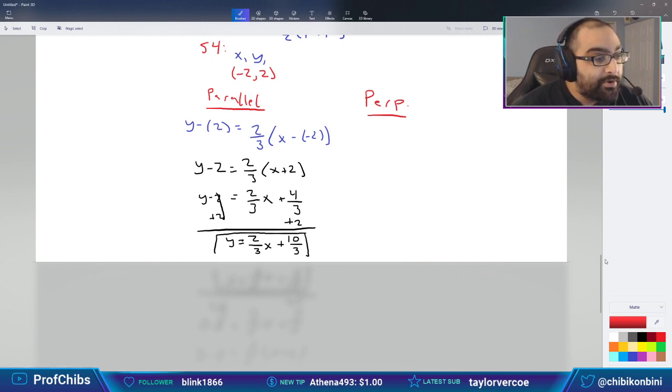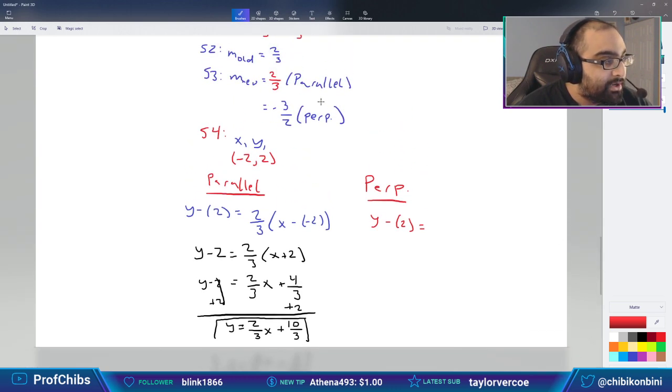All right, so for the perpendicular case, again, we're going to use the same exact point here of x1, y1. Nothing changes in that regard. So we're still going to have y minus 2. The only thing that changes, of course, for the perpendicular case, if we scroll up here for a moment, is that we have the slope here of -3/2 instead of 2/3. And we still have x minus the -2 here, again, from the point that we're given here.